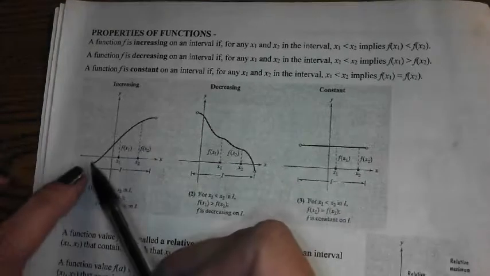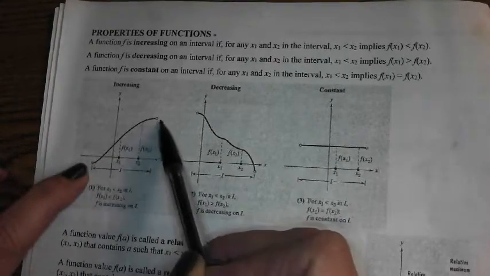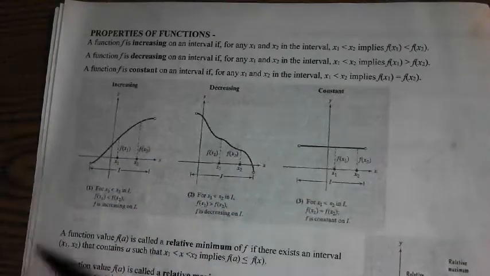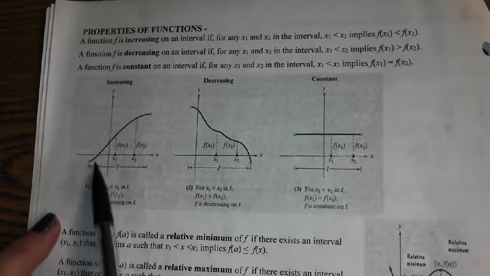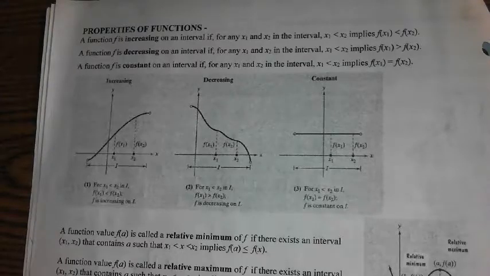For example, this one is increasing the entire way, but it's not positive the entire way. It's only positive where it's above the x-axis, and it's negative where it's below. So when a function is increasing, that means its blank is positive. No! Slope. It's slope. Increasing means you have a positive slope.